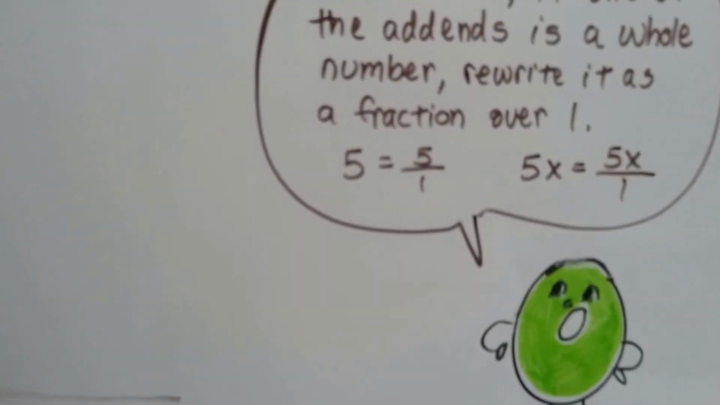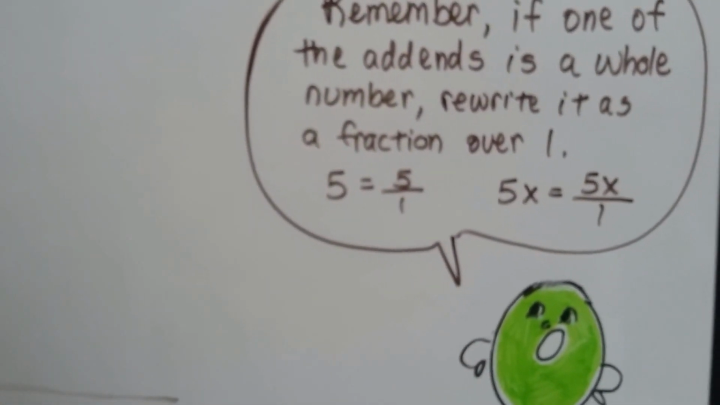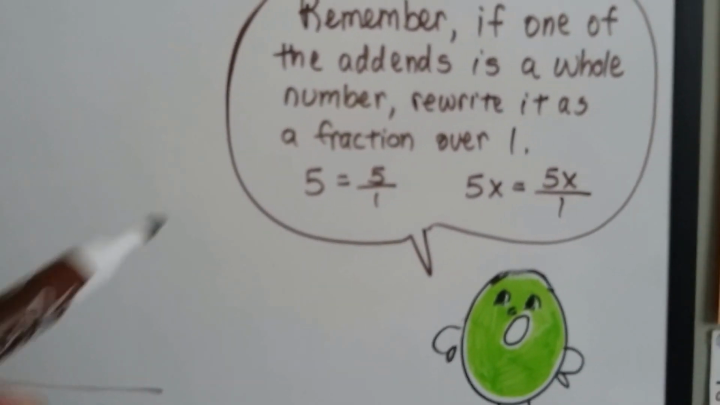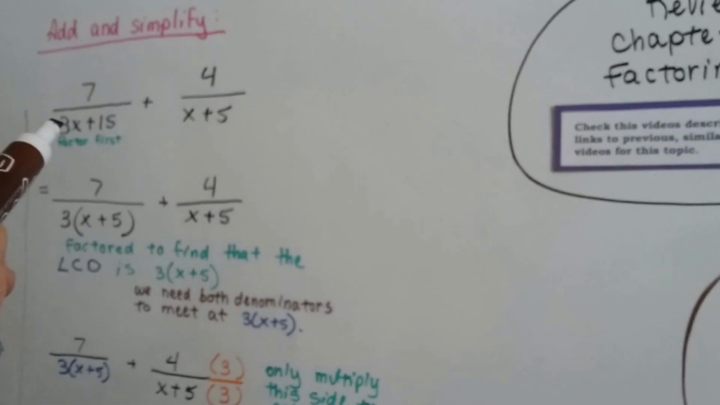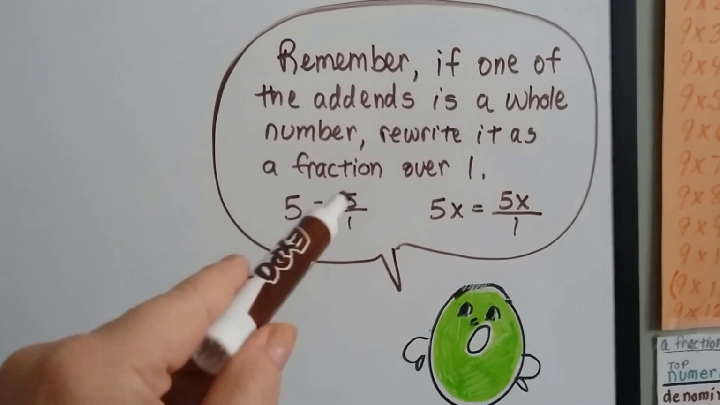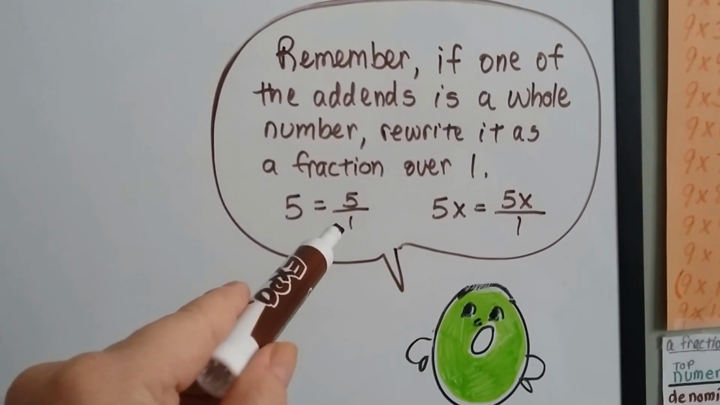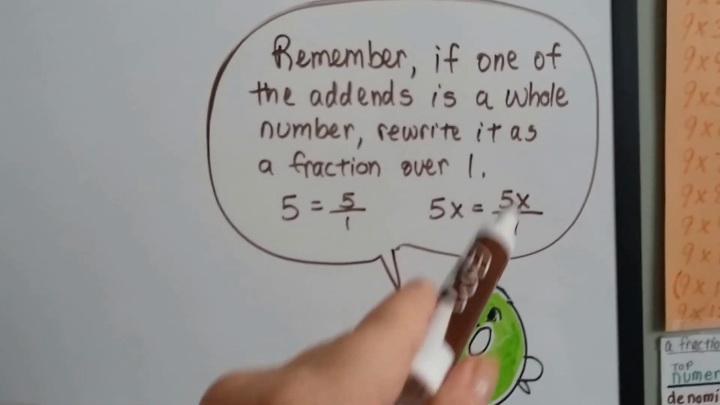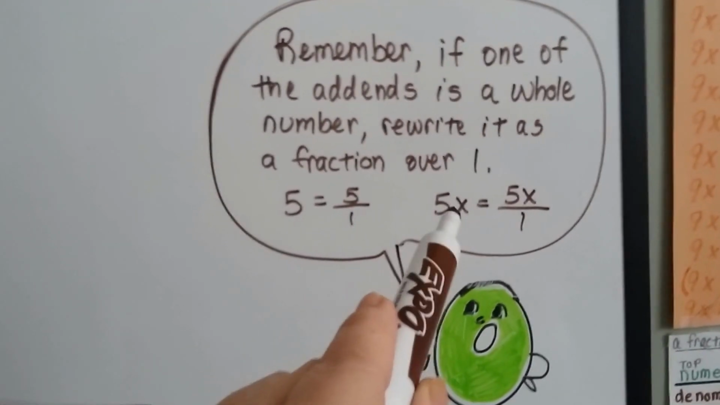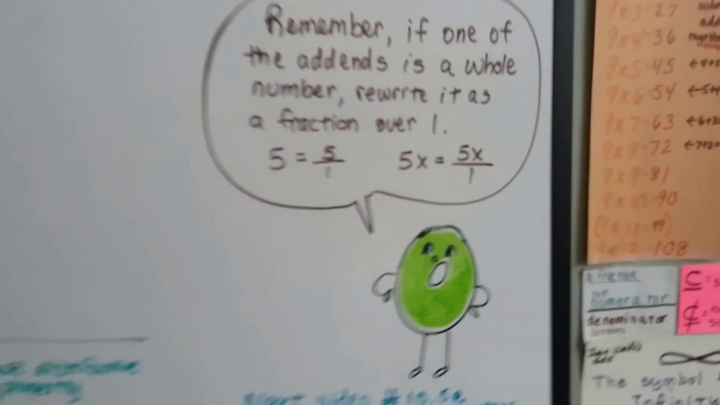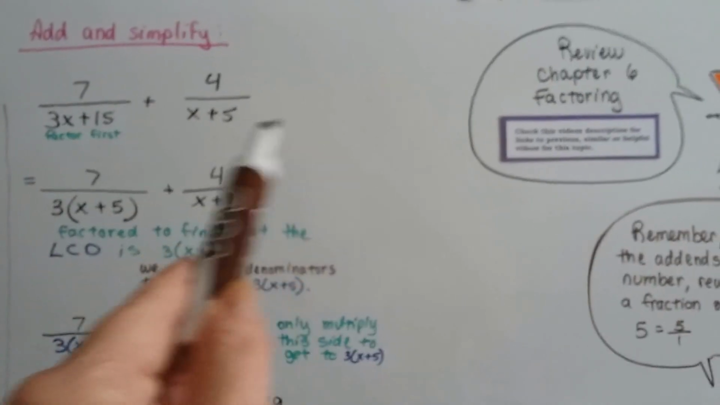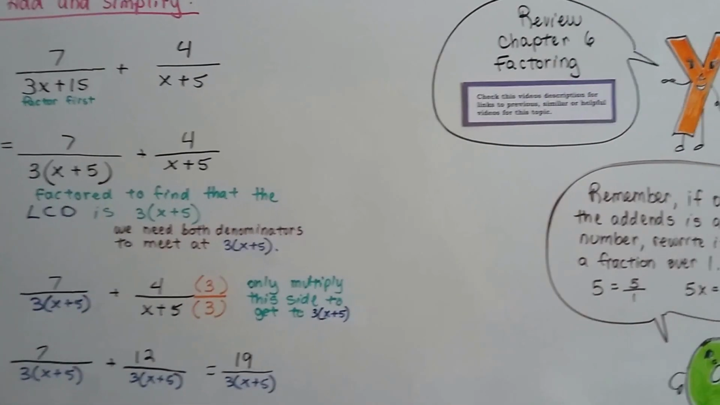Okay, so remember, if one of the add-ins is a whole number when you first start out, you can just rewrite it as a fraction. So if it says 5 plus 7 over 3x plus 15, you can write that 5 as a rational number by putting it over a 1, couldn't you? And even if it was 5x, you could put it over 1. If it was 5x plus 15, you could put it over 1, couldn't you? To turn it into a rational number so that you could find common denominators and go straight across, right?